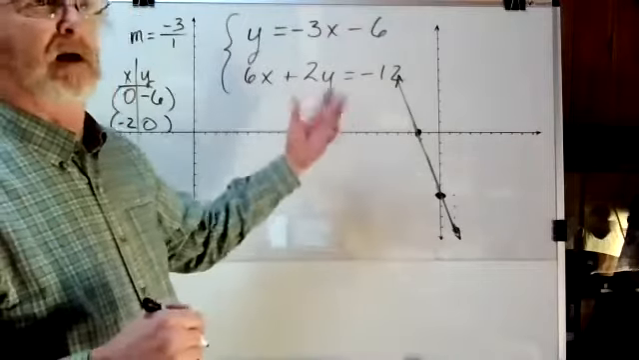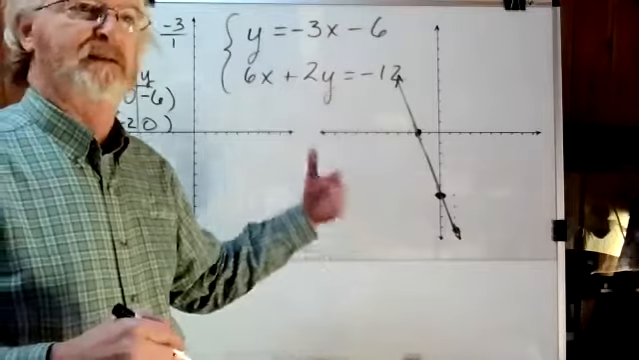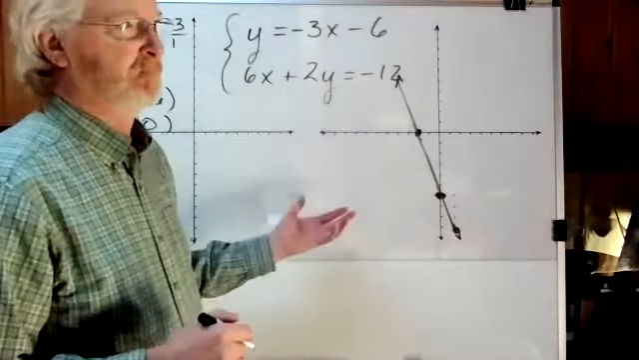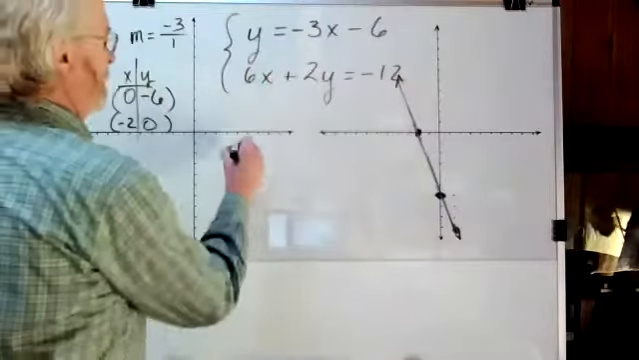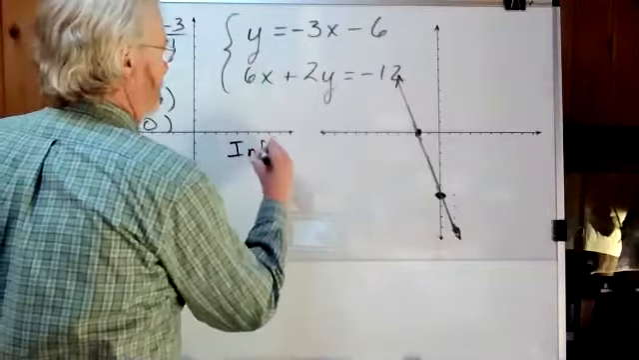So they're the same line. Any point on the line would be a solution to the system, right? Any point satisfies them both. So there are an infinite number of solutions.